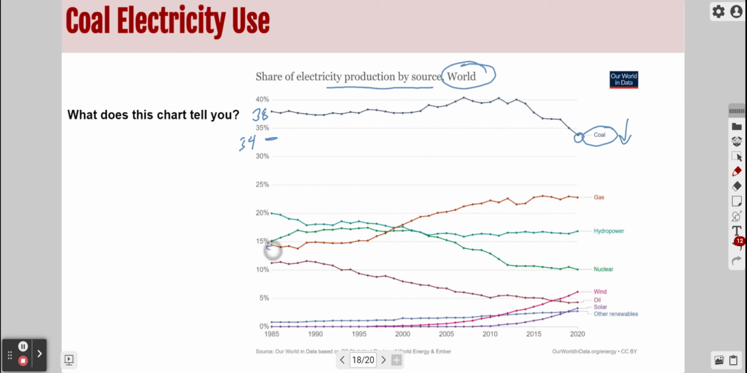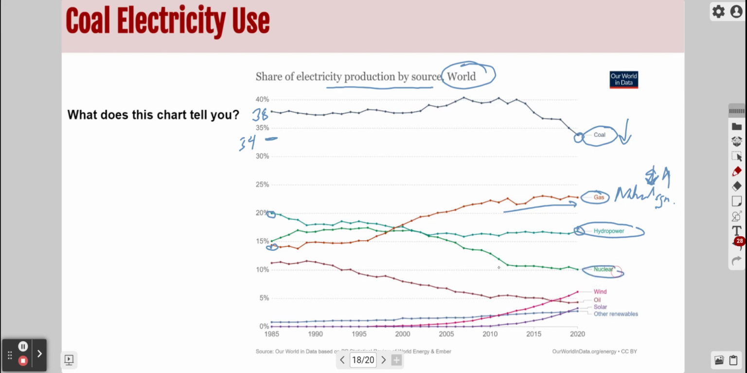However, I can see a trend here with the gas. So I'm going to assume this is natural gas. And I can see that it's trending upwards. And that's similar to what we're seeing in Alberta, right? Our coal usage is going down for electricity, but our natural gas use is going up. It looks like hydropower is pretty consistent or gone down a little bit. Yeah, it's gone from 20% down to about 16 or 17.